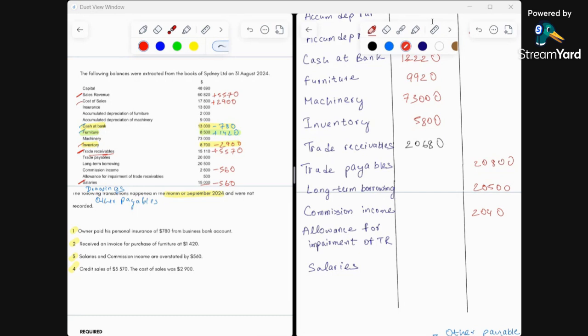Okay? Next, we've got the allowance for impairment of trade receivables. Allowance for impairment of trade receivables is a contra asset account. Why is this a contra asset account? The definition of contra asset is that it's an account which records the reduction for a relevant asset. And the asset in this case is the trade receivables, which are the credit customers of the business.